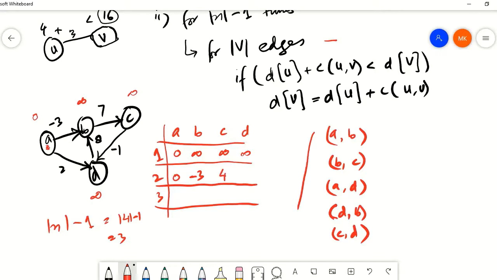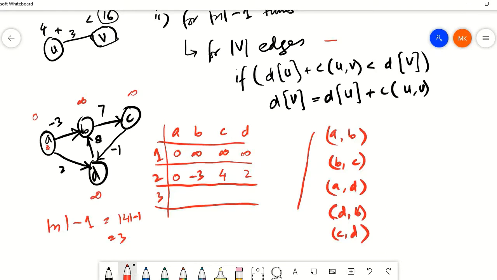Then the next edge is A to D. D also had the cost of infinity, so using this edge we can modify it to 2. Then the next edge is D to B. D has a cost of 2, and this has a weight of 8, so 2 plus 8 is going to make it 10, while B already has a cost of -3, so it's not going to be updated.